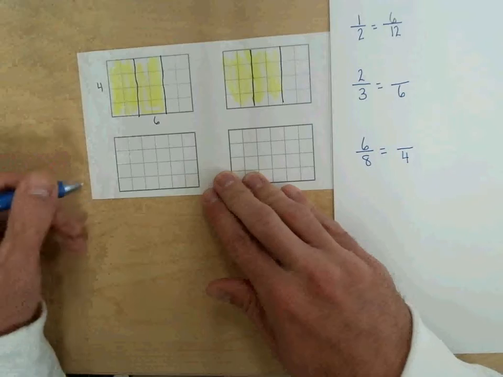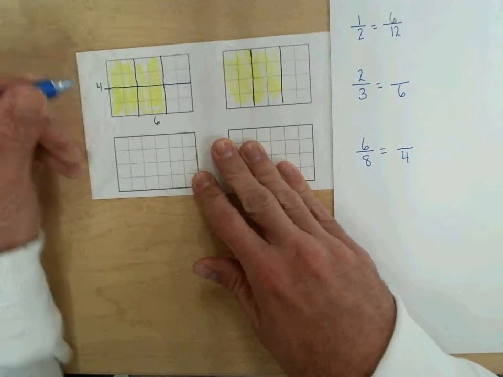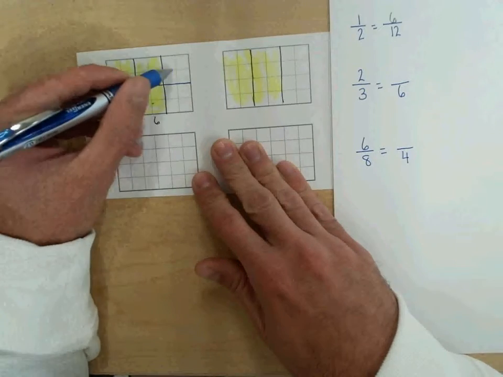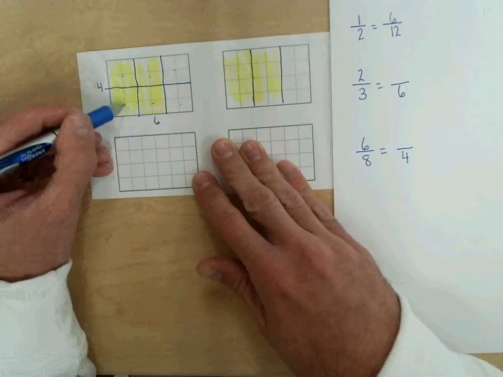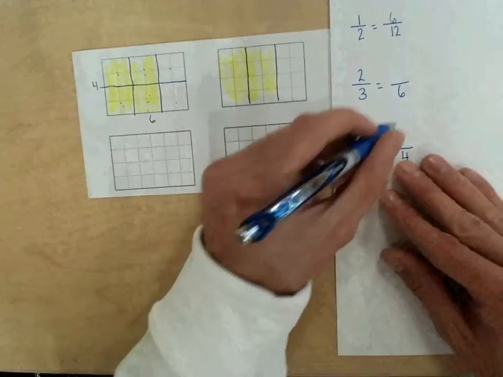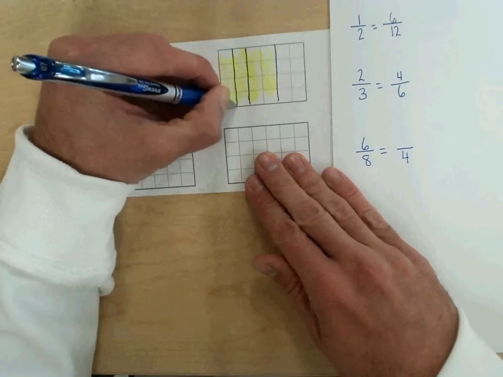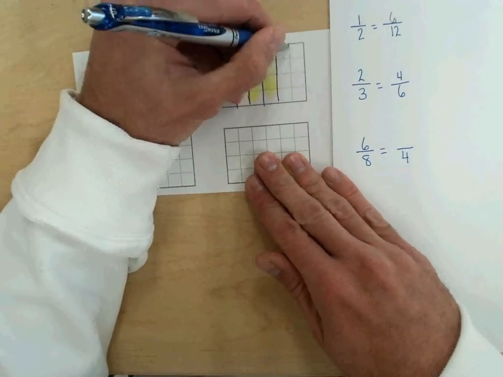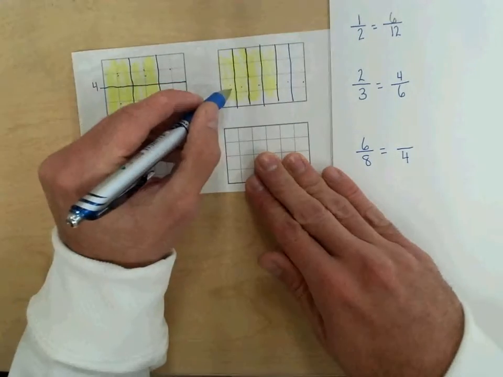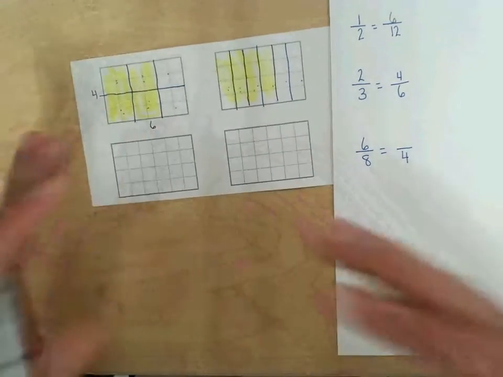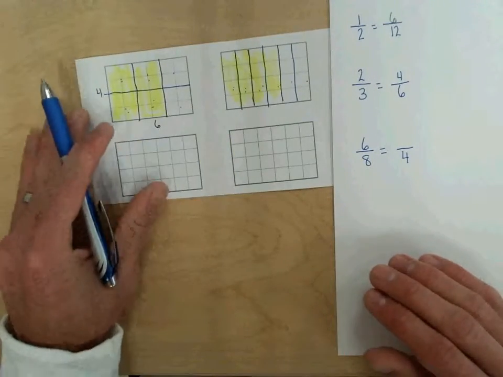I need to think, well, what happens if I break the thirds into half? How many parts do I have? Well, I have 6. 1, 2, 3, 4, 5, 6. How many do I have shaded in? I have 1, 2, 3, 4. So 2/3 is equivalent to 4/6. Another thing that I could do is break this down into 6 just like this, and I can count 1, 2, 3, 4, 5, 6. How many are shaded in? 1, 2, 3, 4. So there's a way that we can use this grid paper to help us find equivalent fractions.